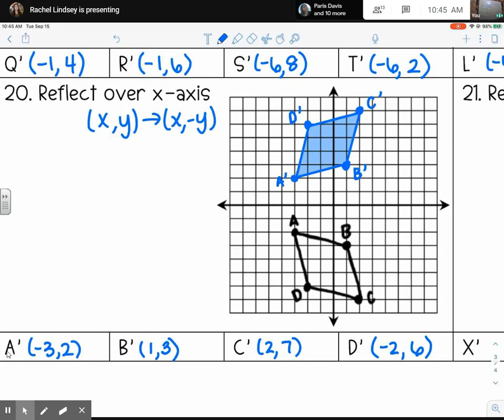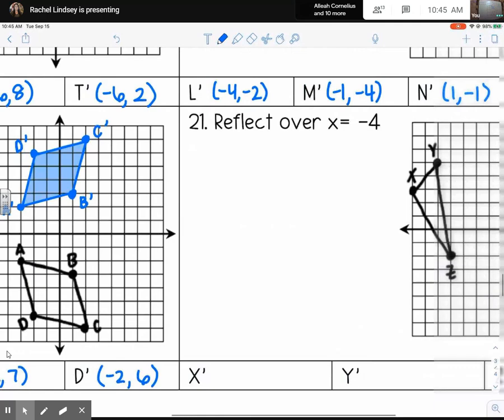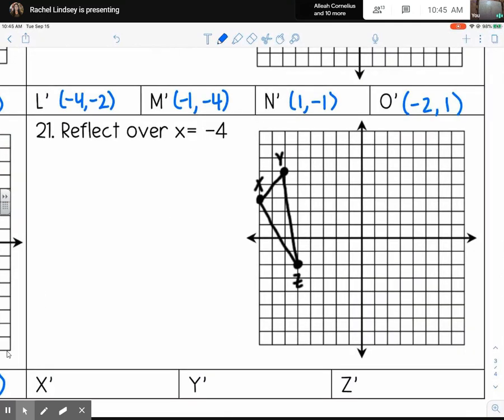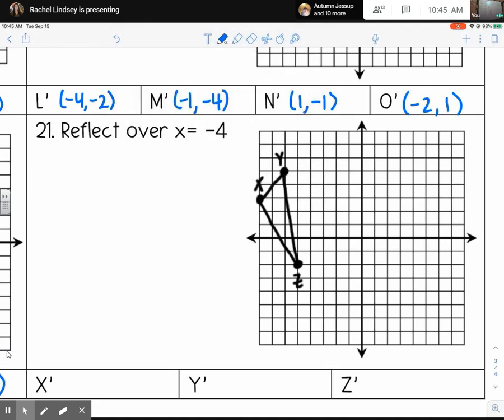And then the last one for reflection, we're going to reflect over x equals negative 4. So you're going to go on your x-axis, go to negative 4, and that's up and down. I'm going to go to x equals negative 4, and I'm drawing a vertical dotted line. And that is what I will reflect over.